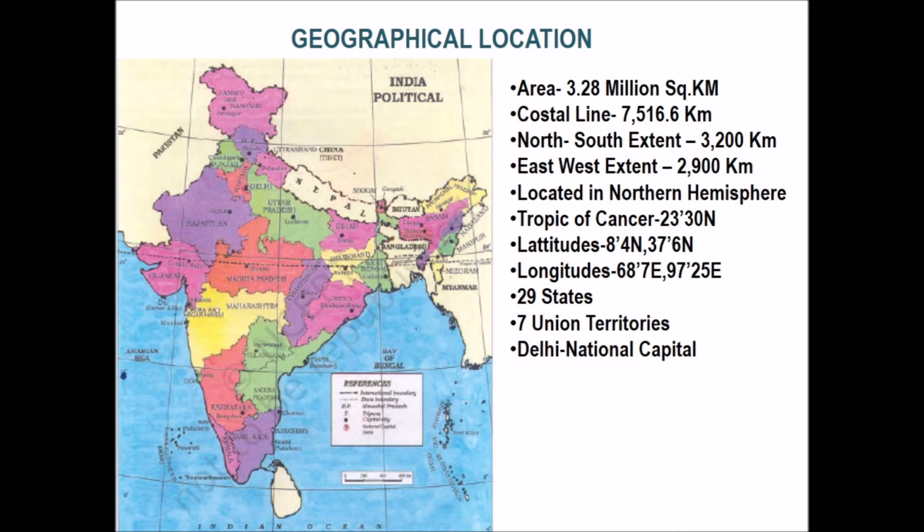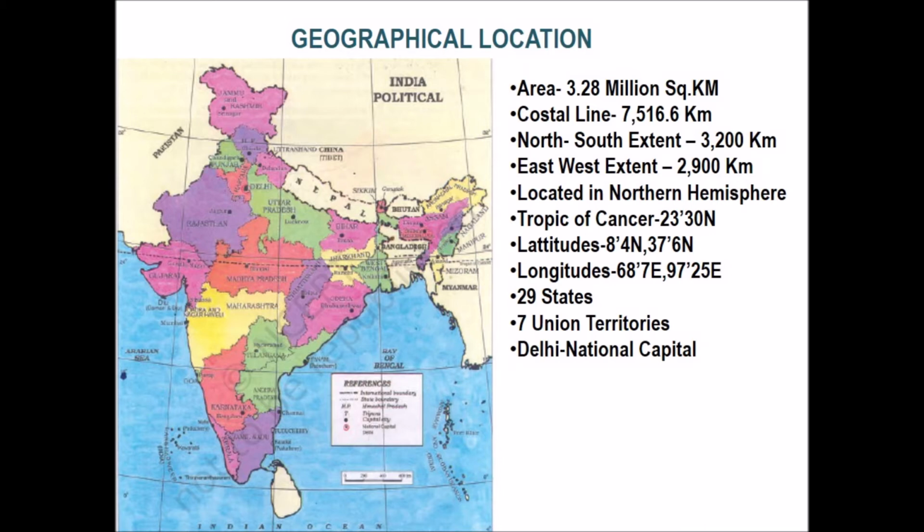Moving on to the geographical location of India. It is in the northern hemisphere of South Asia. It has an area of about 3.28 million square kilometers. Coastline extends about 7,516.6 kilometers. North-south extent is 3,200 kilometers while east-west extent is 2,900 kilometers.